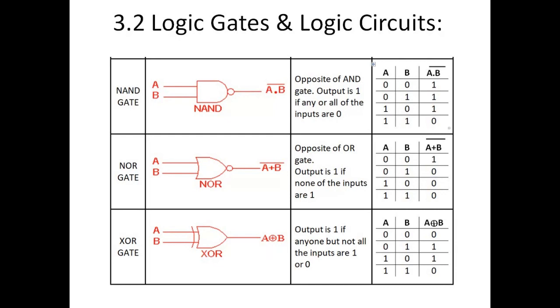And then we have the exclusive OR gate or the XOR gate where output is 1 if any one but not all the inputs are 1. Like if you have 0 0 or 1 1, the output would be 0, otherwise it would always be 1.